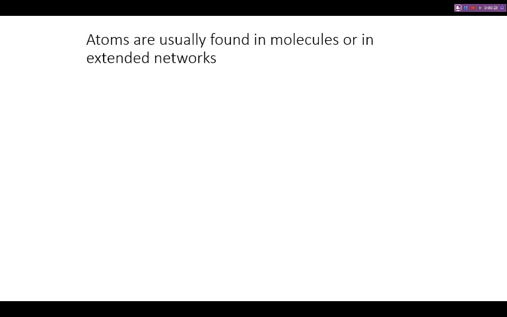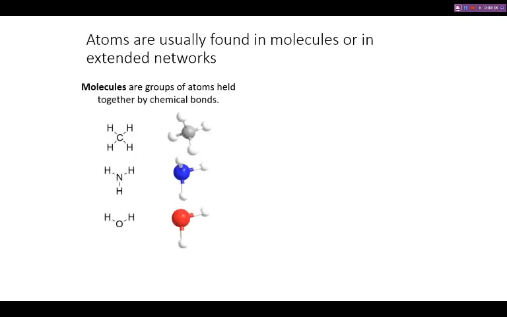Atoms are usually found within molecules or extended networks. Very infrequently do we just have one atom floating around in space. What happens more so is that they form these groups. These groups are called molecules. And these are different representations. So these are the same thing, just different ways of representing the molecules. But what we see is this is actually a group of 5 atoms, this is a group of 4 atoms, and this is a group of 3 atoms. And these groups are called molecules.